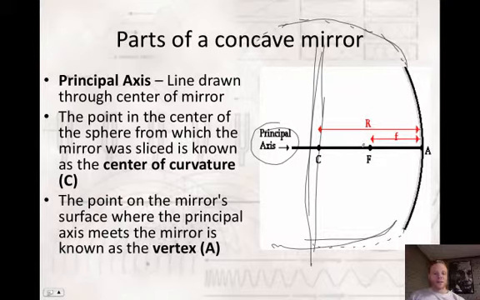The point on the mirror surface where the principal axis meets the mirror is called the vertex, which is this point right here. That's point A on this picture. Again, we're just doing some vocab in this lesson, learning the different parts of a concave mirror. So far: principal axis, center of curvature, and vertex.